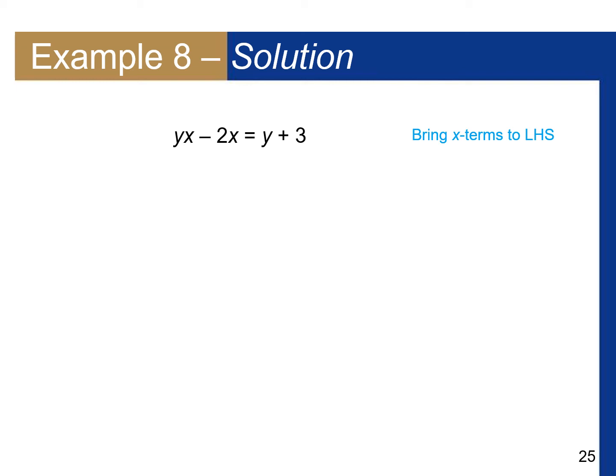Why did I bring the single y to the other side? Because it doesn't have an x. So now I can factor out my x value. Right here, I factored out my x. And then I'm going to divide both sides by y minus 2.